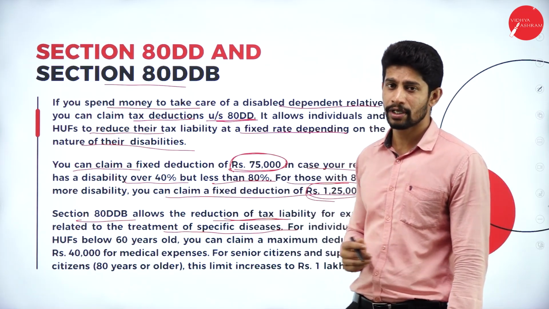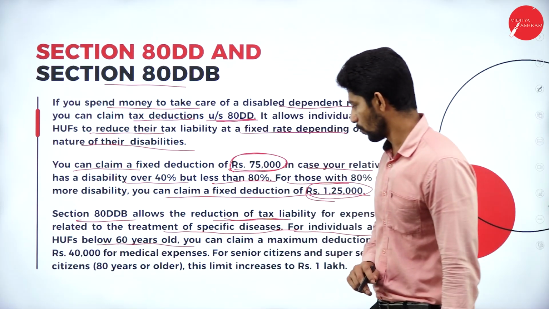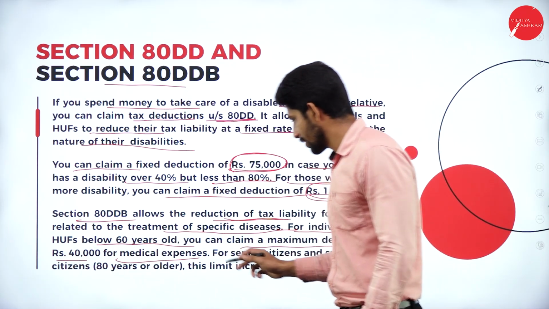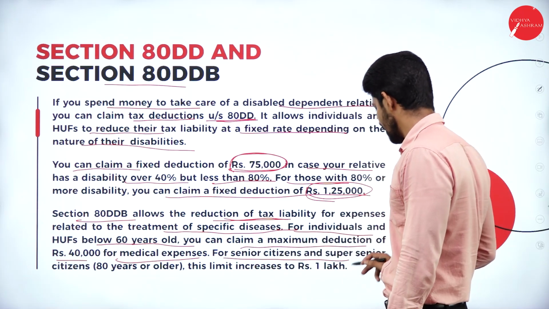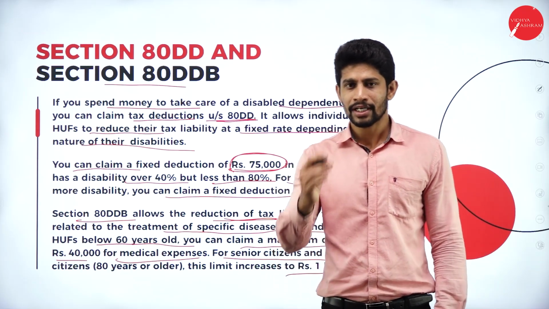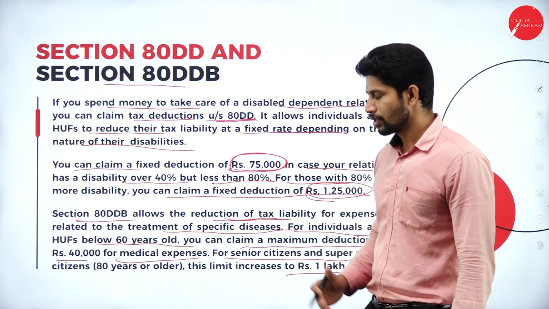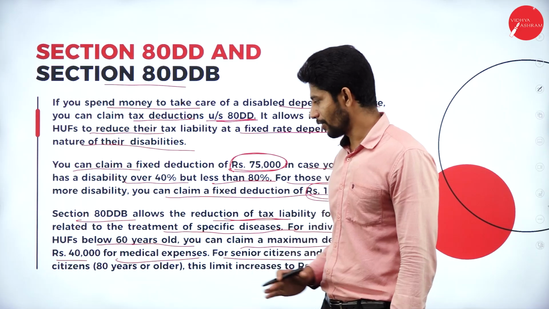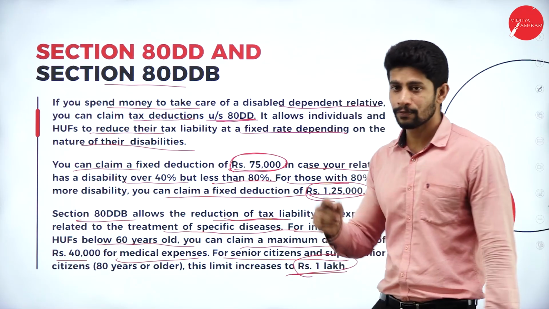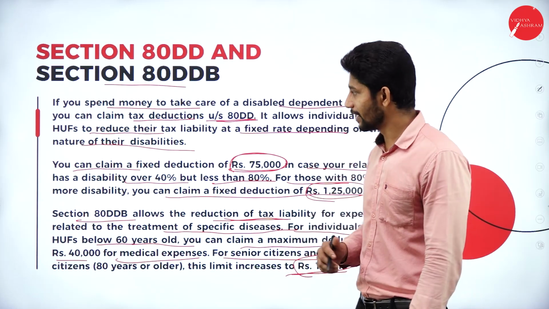So for the amount spent on treatment for specific diseases for individuals and HUF below 60 years old, you can claim a maximum deduction of rupees 40,000 for medical expenses, and for senior citizens you can claim the maximum of rupees 1 lakh. So that means you can claim up to rupees 40,000, and if they are super senior citizens, you can claim up to rupees 1 lakh for treatment of specific diseases. Okay, that is about section 80DDB.